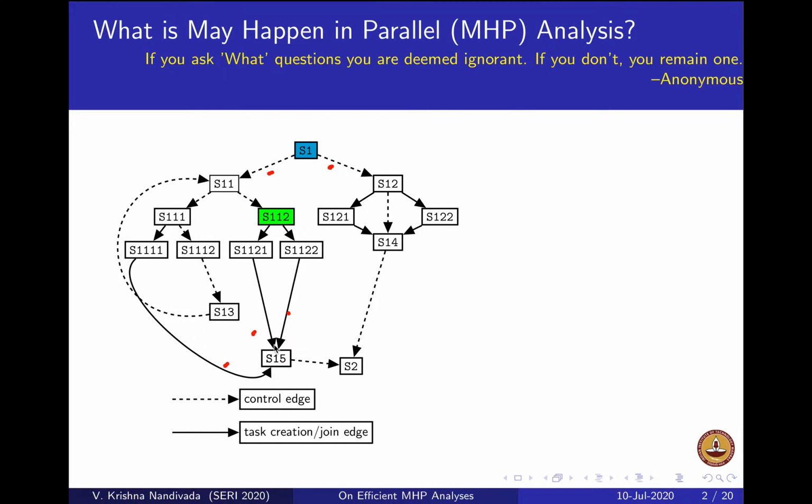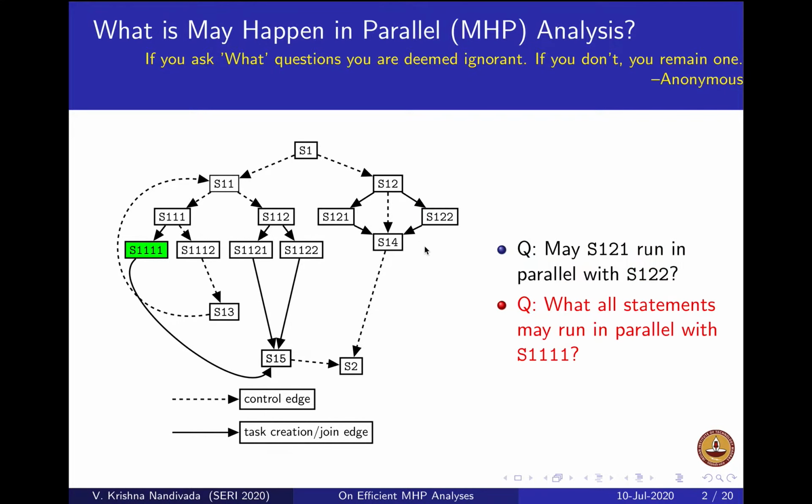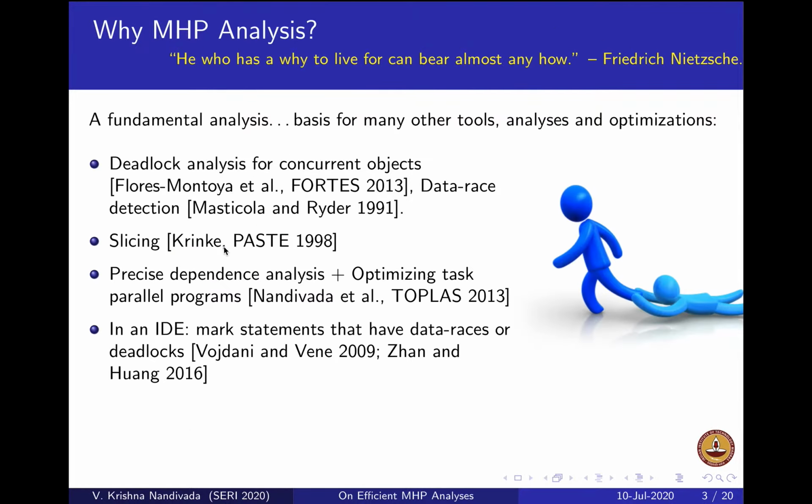In MHP analysis, we may ask a question like, may S121 and S122 run in parallel? This is easy to answer. Yes, they do. Here is one more question. What all statements may run in parallel with S1111? This is a bit trickier than the previous one because of the presence of this node inside some complex control structures, inside a loop and so on. It so turns out this S1111 may run in parallel with a host of nodes, some inside the loop, some outside the loop.